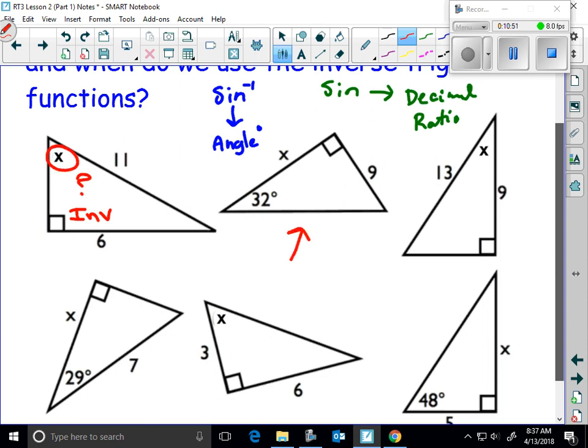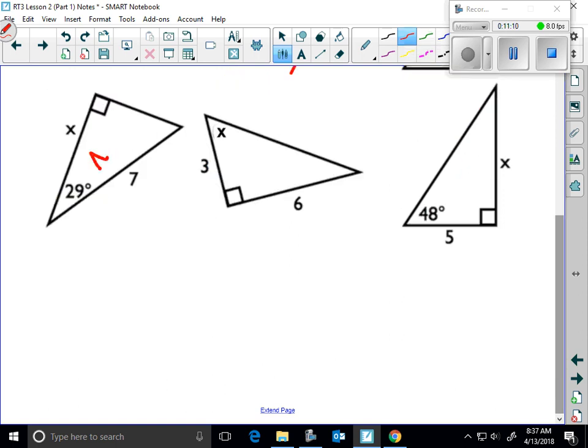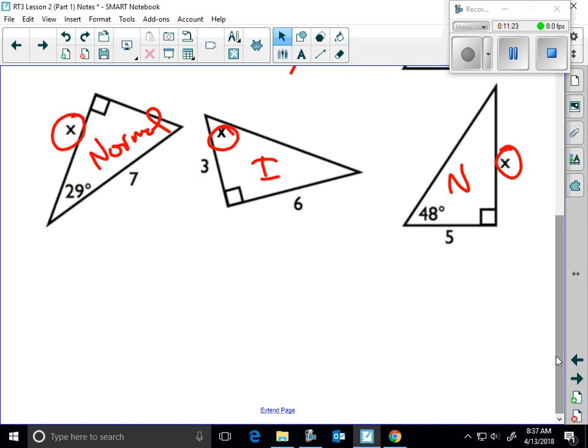How about this one? Yeah, regular, normal sine, right? So we would not use inverse. This would be normal trig, because we're trying to find a side. How about the next one? Normal, we're just using regular trig to find a side. How about this? Inverse, we're trying to find an angle. Here, normal, we're trying to find a side. That's how you know the difference. Now, you're not always going to use sine. You might have to use cosine or tangent, but that'll tell you whether or not you're going to use inverse trig or normal trig.